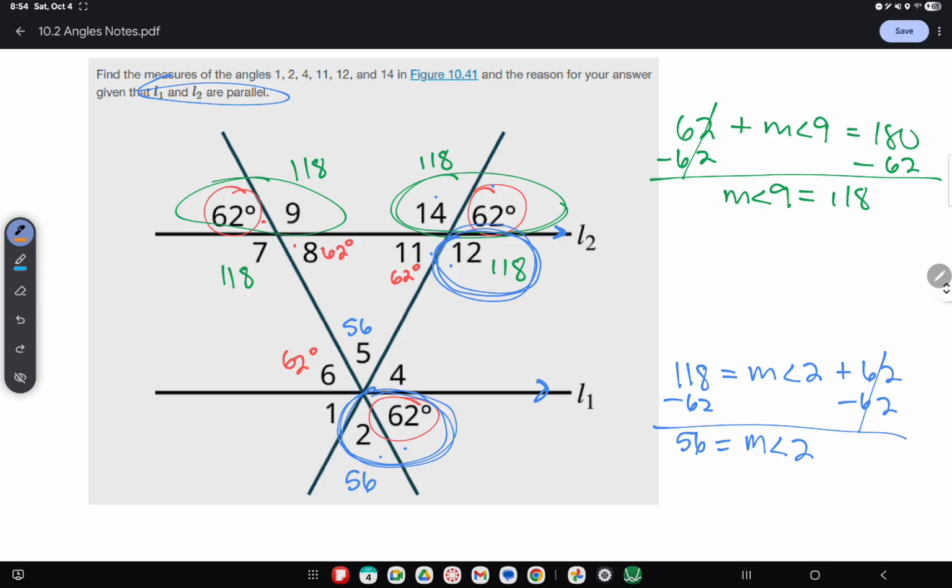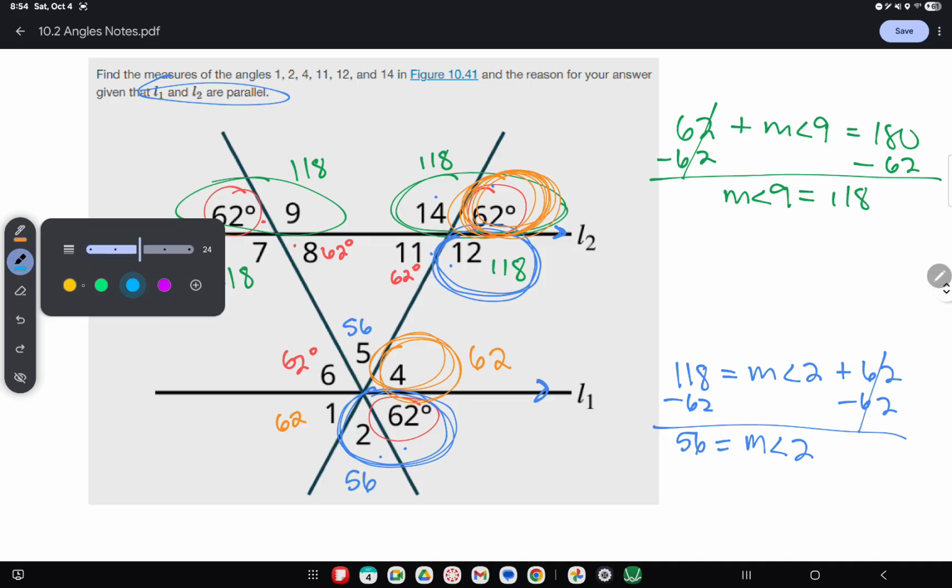And then what could we do from here? Oh, we could say that, hey, this angle here corresponds to this angle here. So that means this is 62 because those are congruent, which means angle 1, it's vertical to angle 4, is also 62.